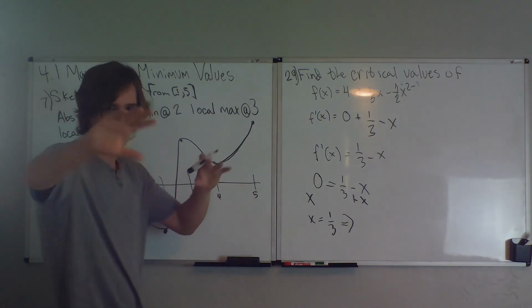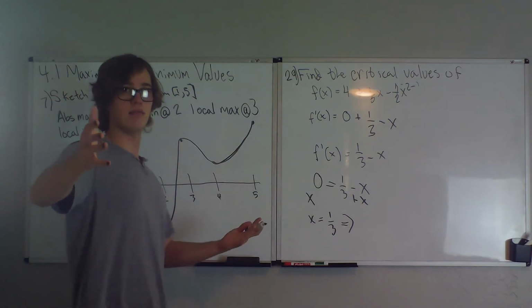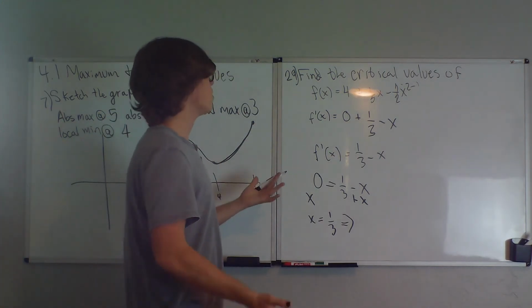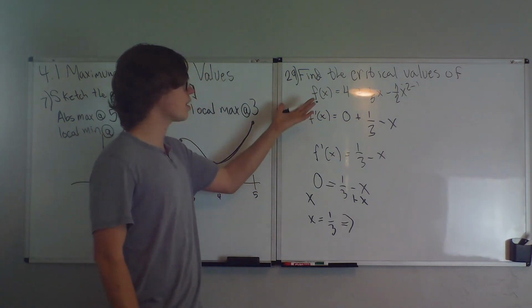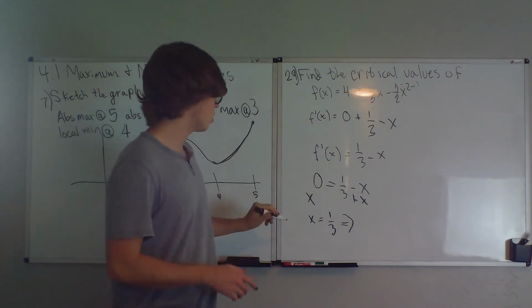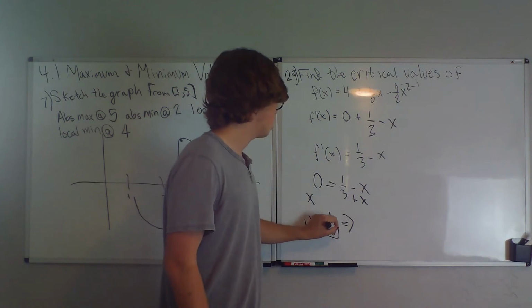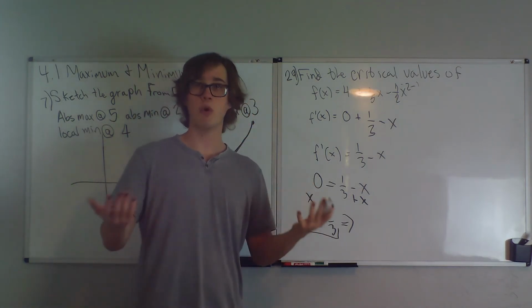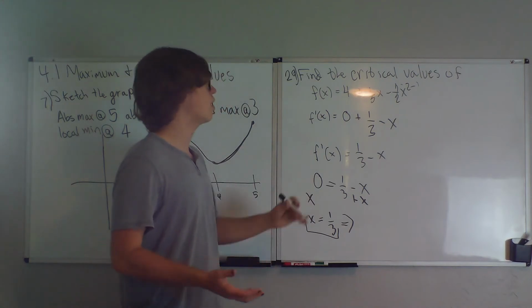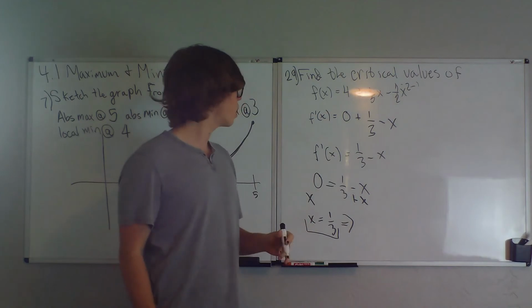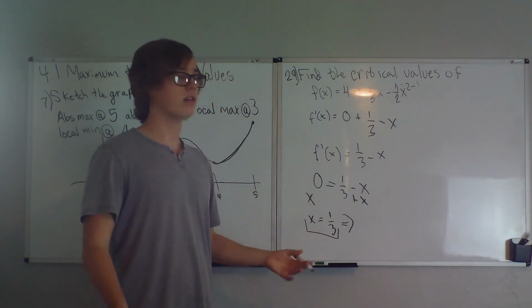Can anybody pause the video, see if you can do it, and then play it, and then see if you got it right? I don't know. What do you do next? Well, you have to plug it back in, because our critical value is 1/3. But if we want to find the critical point, that is our coordinate pair. It says critical values, but we're going to go on further. It said find our critical point.